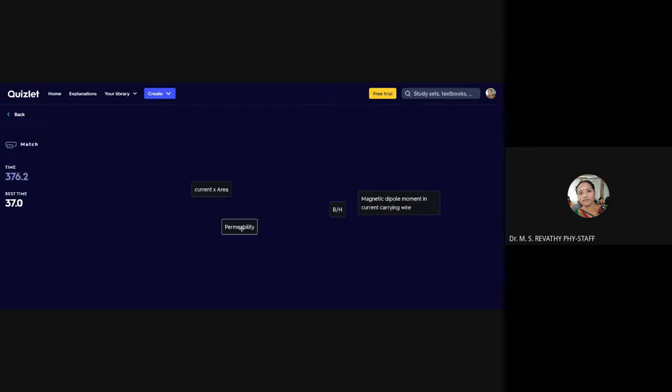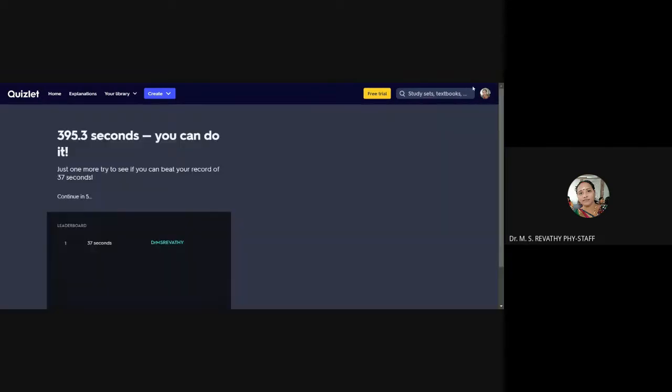So what is this? Permeability. Where to match this one? B by H. Yes, permeability is B by H, and the last one will be magnetic dipole moment. This was the second definition we have seen. Magnetic dipole moment for a current carrying wire can be represented by current into area. So let us match this. This also vanishes away.